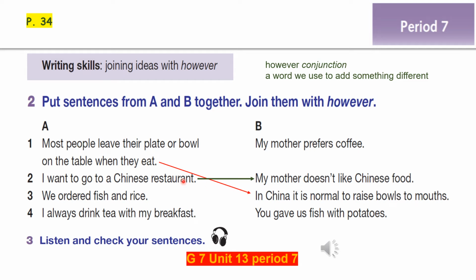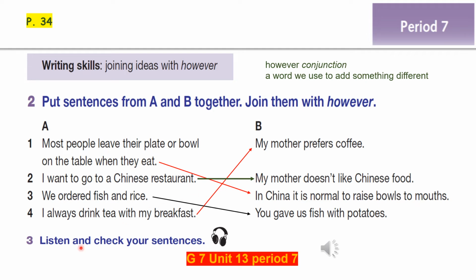The third one. We ordered fish and rice. However, you give us fish and potatoes. 4. I always drink tea with my breakfast. However, my mother prefers coffee. Well done, my students. Now let's move to exercise 3.